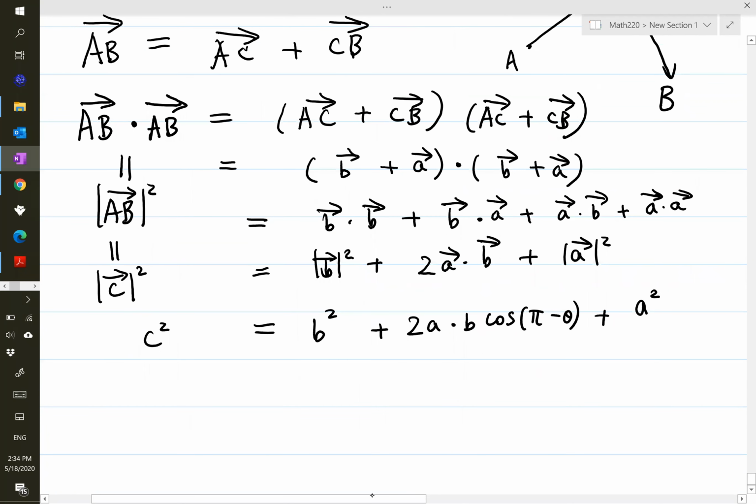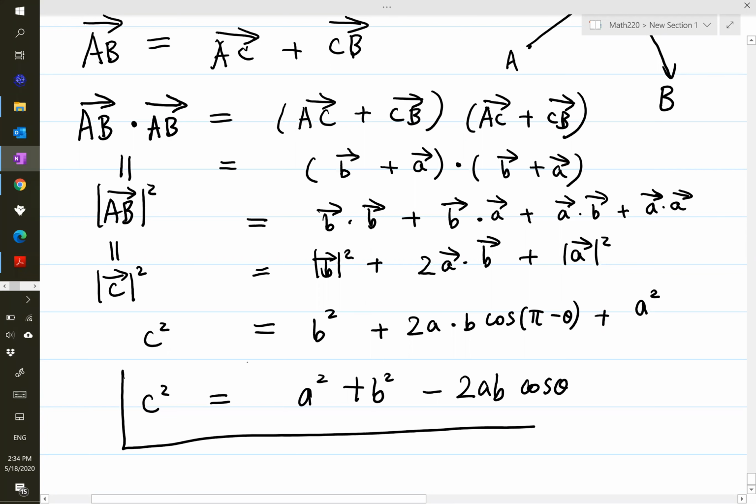So we have the law of cosines, which says c squared is, if you rearrange the order, usually we write a first, a squared plus b squared, subtract. Now the cosine value of pi minus theta is negative cosine theta. So we subtract 2ab cosine theta. So this is called the law of cosines.